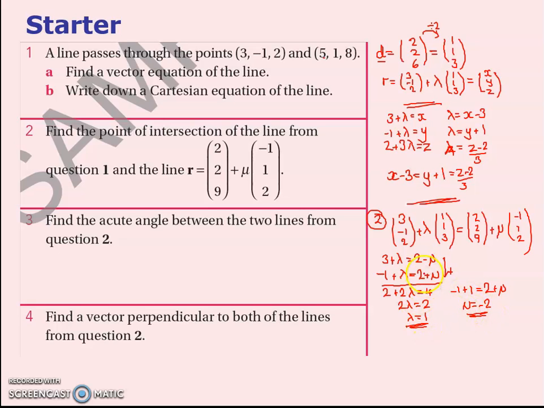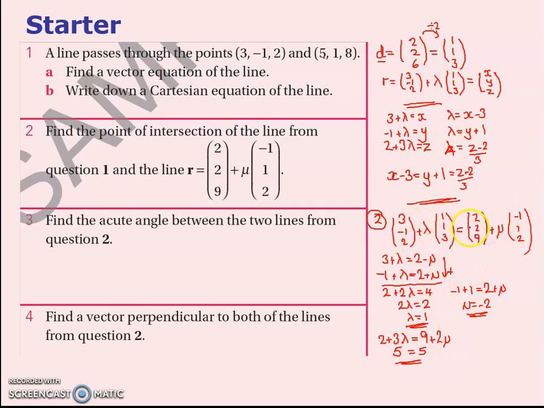Now, if they're true, then this bottom line will also work. And that's the little check you do, just make sure. So on this side, I've got 2 plus 3 lambda, and that's meant to equal 9 plus 2 mu. Let's see if I get the same answers. Lambda is 1, so that's 2 plus 3, that's 5. That's minus 2. That is 5 as well when I do that sum. So 5 equals 5. That works. The last thing which I haven't yet done is sub these values of 1 and minus 2 back into, well, either this one or this one.